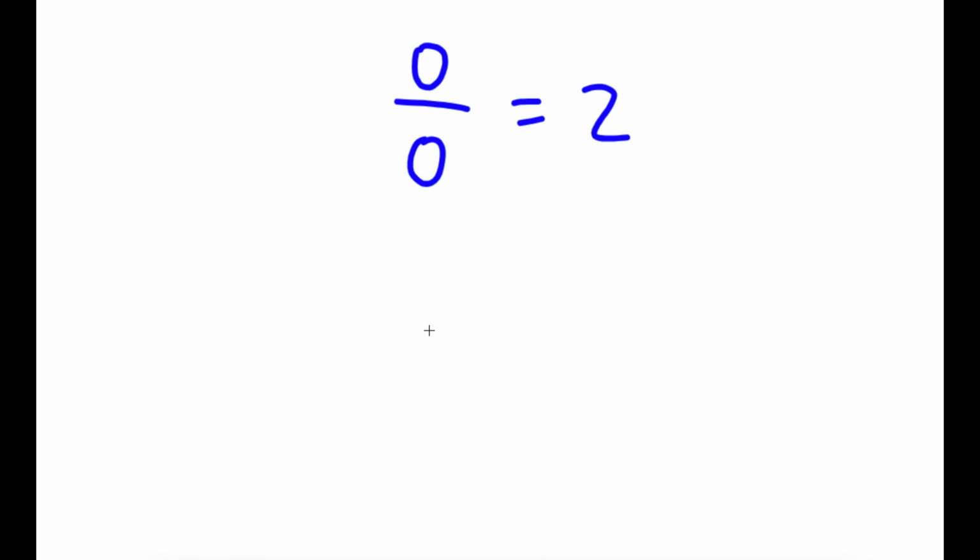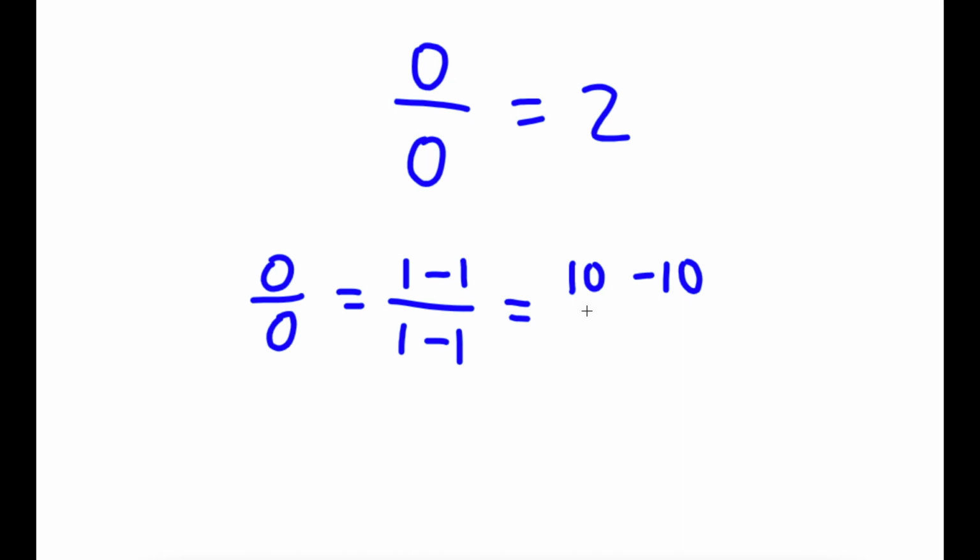All right, so I'm going to be proving that 0 divided by 0 is equal to 2. So to do this, I'm going to first start with 0 divided by 0. So 0 divided by 0, this is the same thing as 1 minus 1 over 1 minus 1, because 1 minus 1 is 0. Now 1 minus 1 over 1 minus 1, this is the same thing as 10 minus 10 over 10 minus 10. Again, 10 minus 10 is 0, so I have 0 over 0 again.